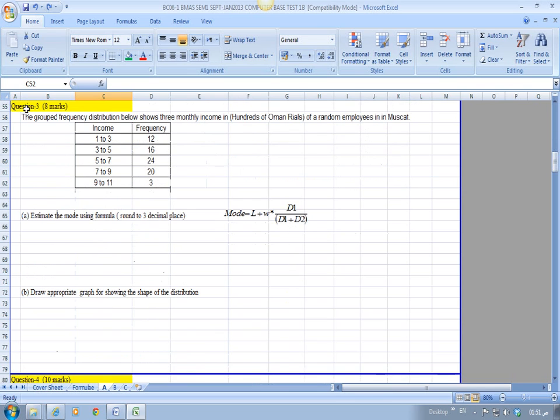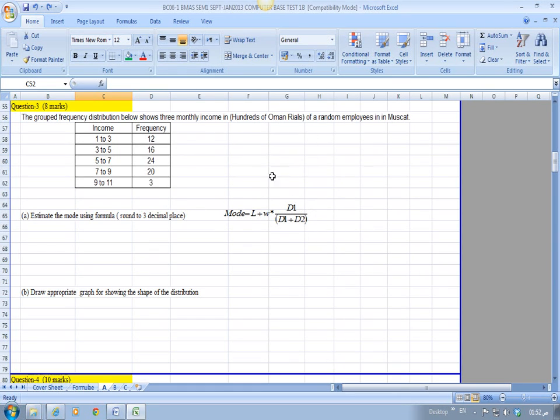Okay, next question number 3 is that the group frequency distribution shows monthly income in 100 Riyal of a random sample of employees in Muscat. This is it. So estimate the mode using the formula. This is the formula which is given here. The mode here is the most repeated value.